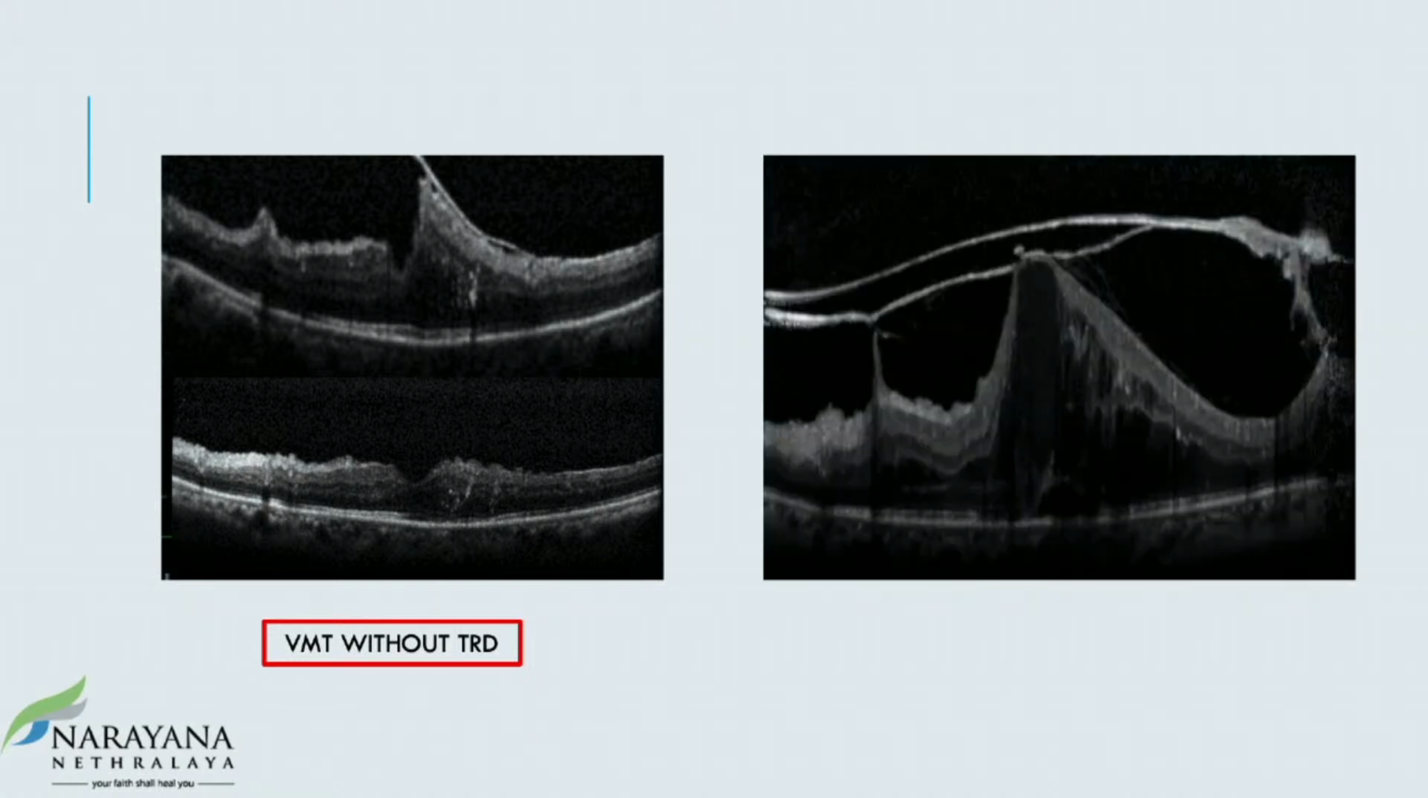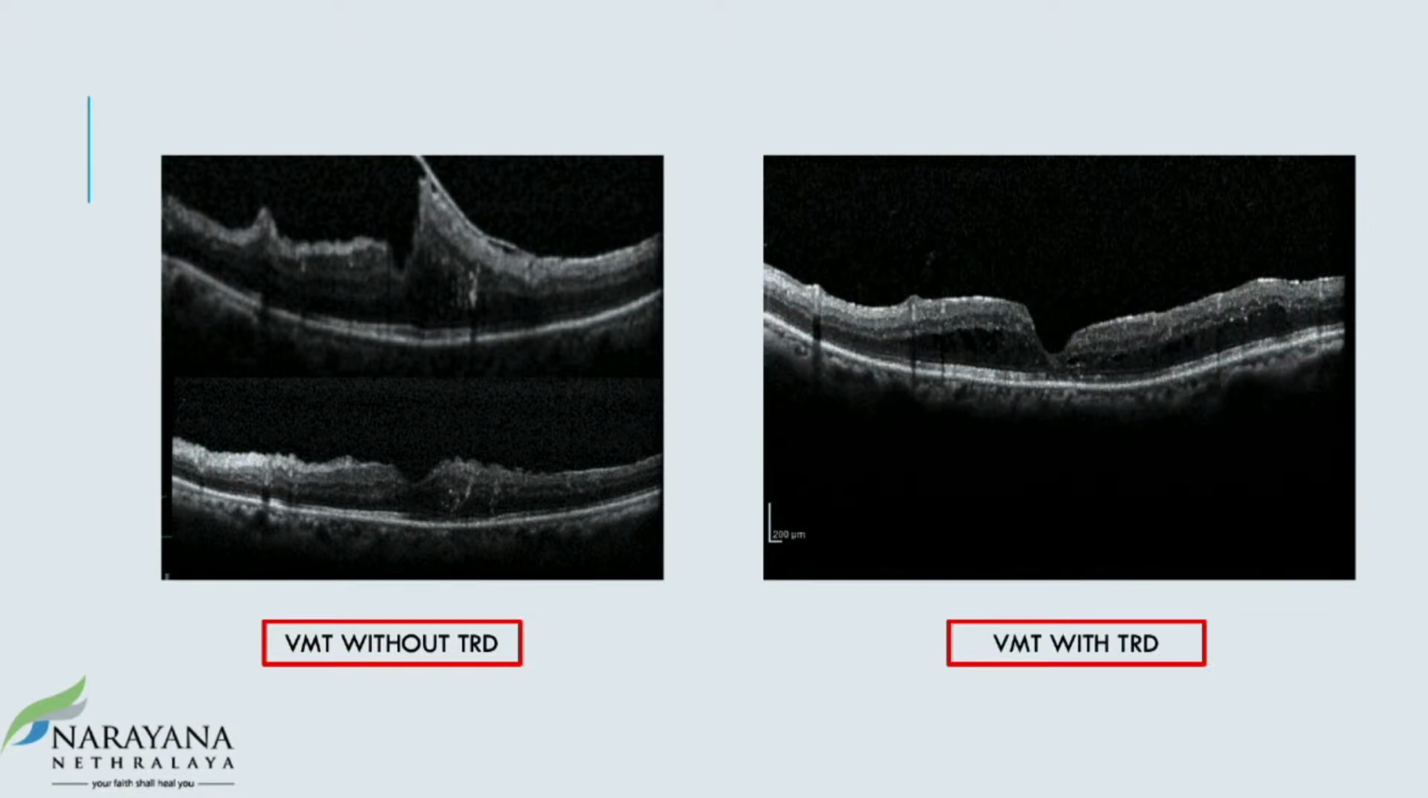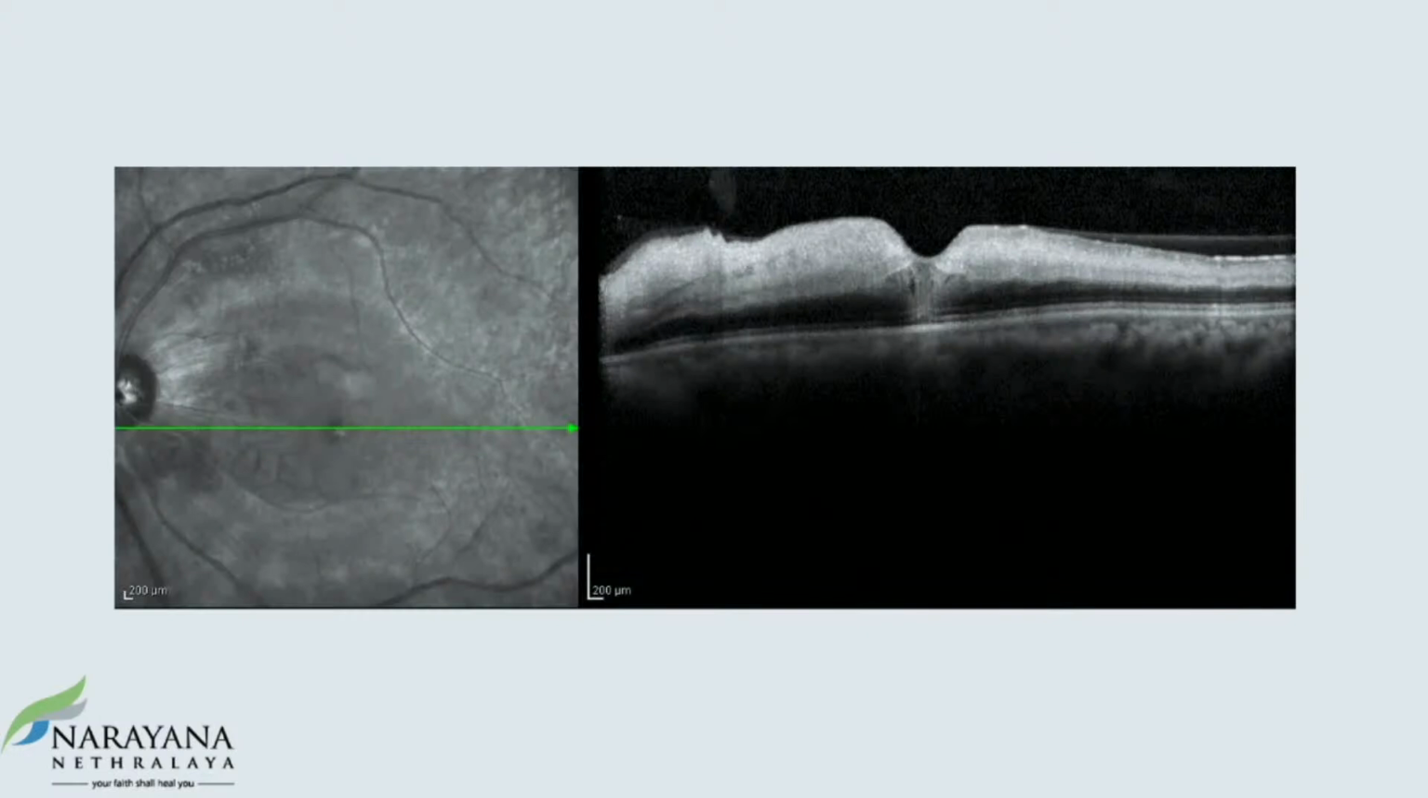So, this is a TRD. You will see a lot of traction there, the retina is actually quite elevated. So, this is a patient with VMT and a tractional component there as well, a TRD. So, this is post-op. What is this? CRAO. Okay, I heard someone there, CRAO.